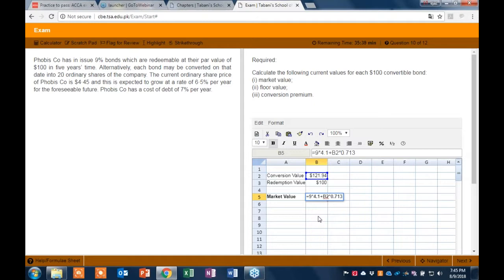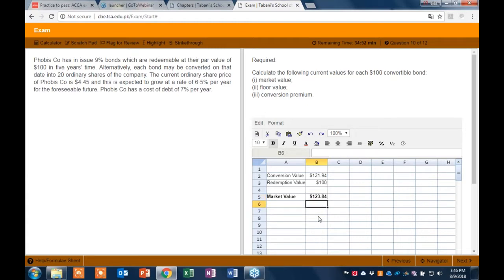So the market value of any debt will be simply the present value of the interest payments that the investor is going to get and the present value of whatever he's going to get after the end of the 5th year. If it's a straight debt with no convertible option, it will be the present value of the redemption value. But if it's a convertible debt, then it will be the higher of the redemption value and conversion value, which he will be receiving after the end of the 5th year. Is this clear? Okay, let's move forward then.